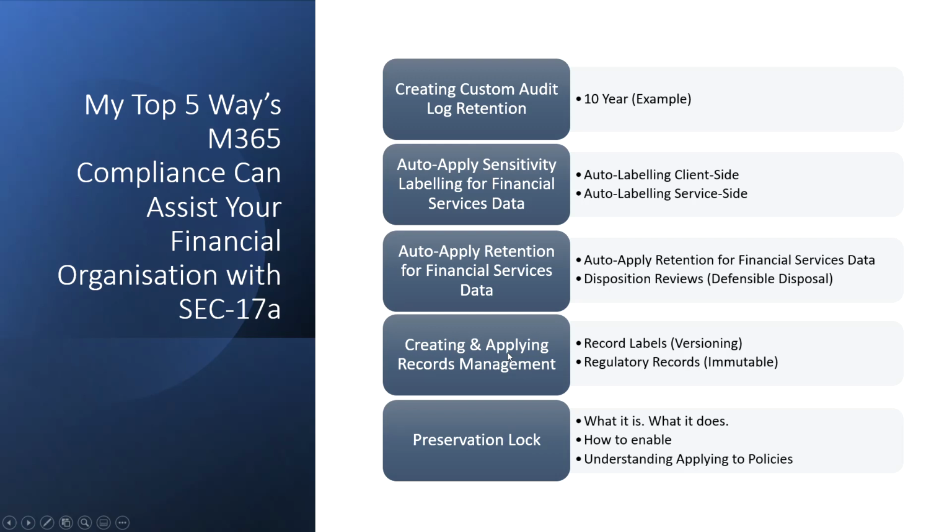So we're going to take a look at what records labels do and allow you to do from a document perspective with upversioning. And then we're going to look at regulatory records, think of immutability here, and how to enable that. More so, we're going to go through preservation lock. So what preservation lock is, what it does, how to enable it, and understanding the consequences of that once you've enabled it in your environment.